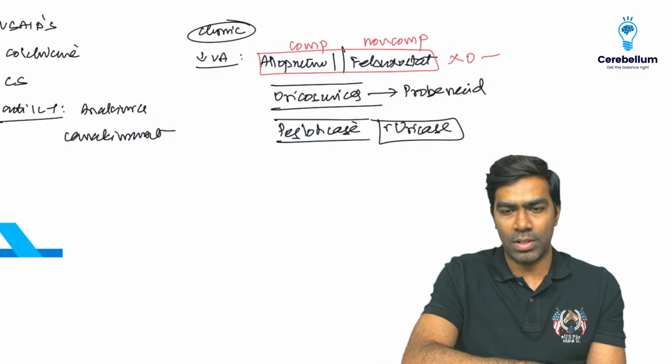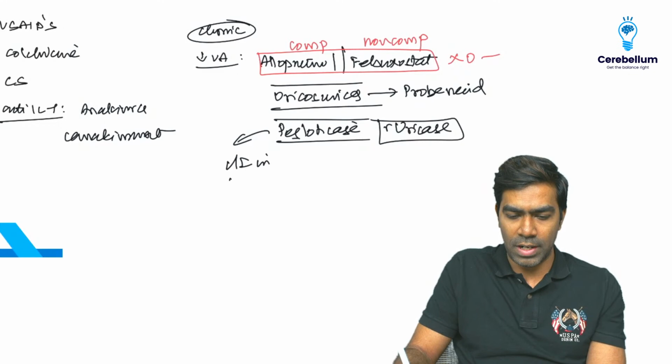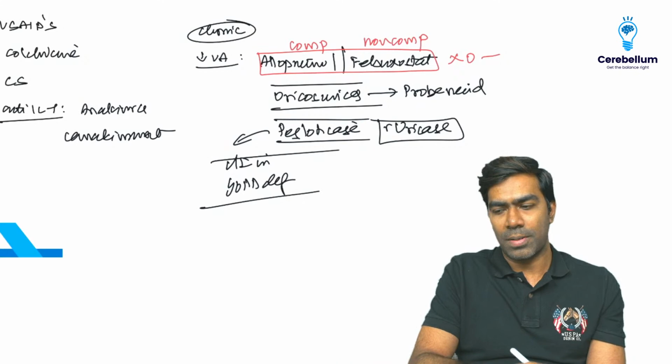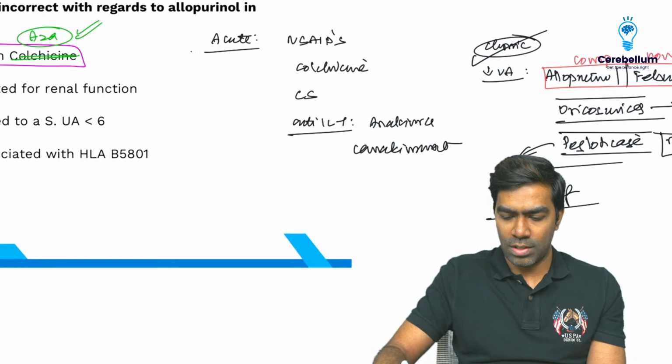It's a recombinant uricase. And one point that they may be asking you in exam is these recombinant uricase enzymes are absolutely contraindicated in G6PD deficiency. In G6PD deficiency, you should not use these enzymes, pegloticase as well as rasburicase. Both are contraindicated in G6PD deficiency. So in chronic tophaceous gout, these are the options. In acute gout, these are going to be the options.